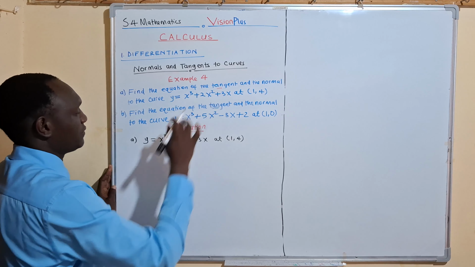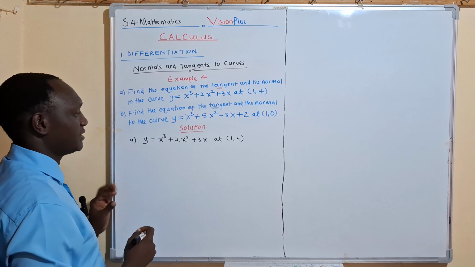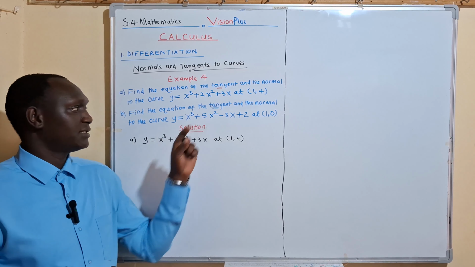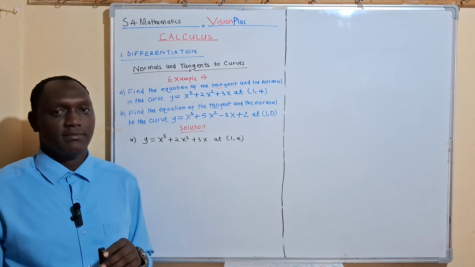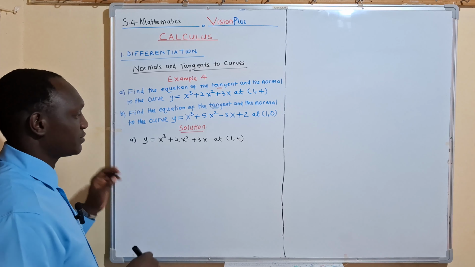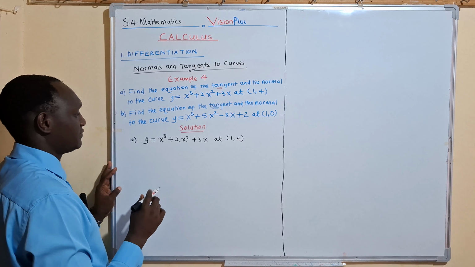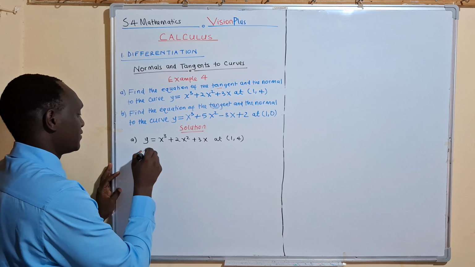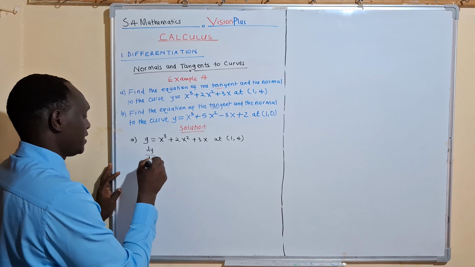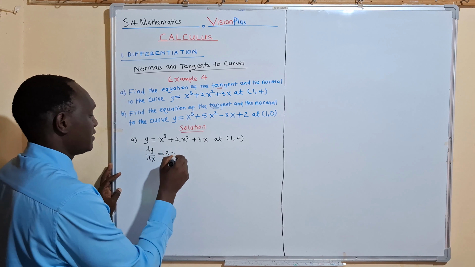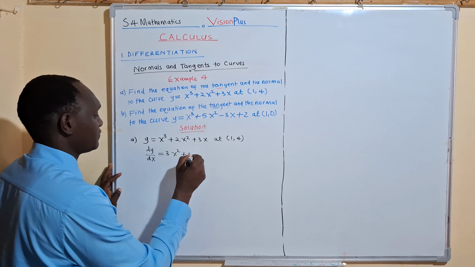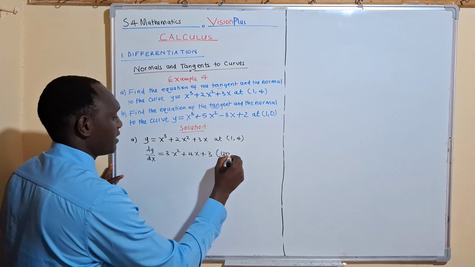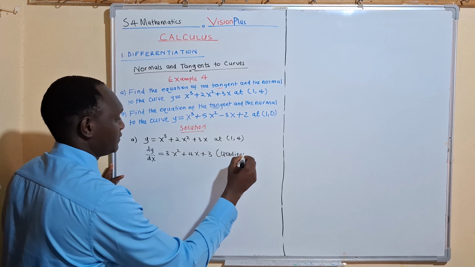For us to get the equation of the tangent, we need the gradient of the tangent. And the gradient of the tangent at the point of tangency is the same as the gradient of the curve. So let us get the gradient of the curve. We differentiate the equation of the curve so that we can get the gradient function. So dy/dx becomes 3x squared plus 4x plus 3. This is the gradient function of the curve.